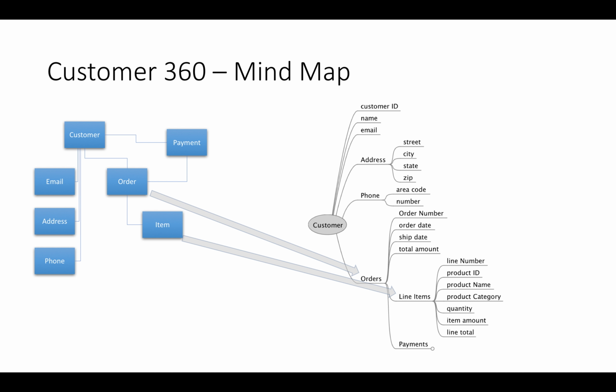You see here also we've included the product ID, the product name, and product category, which used to belong in the product entity. The line item also has a quantity, the item amount, as well as the total for the line. And in this first iteration, we see that the payments are associated directly with the orders.